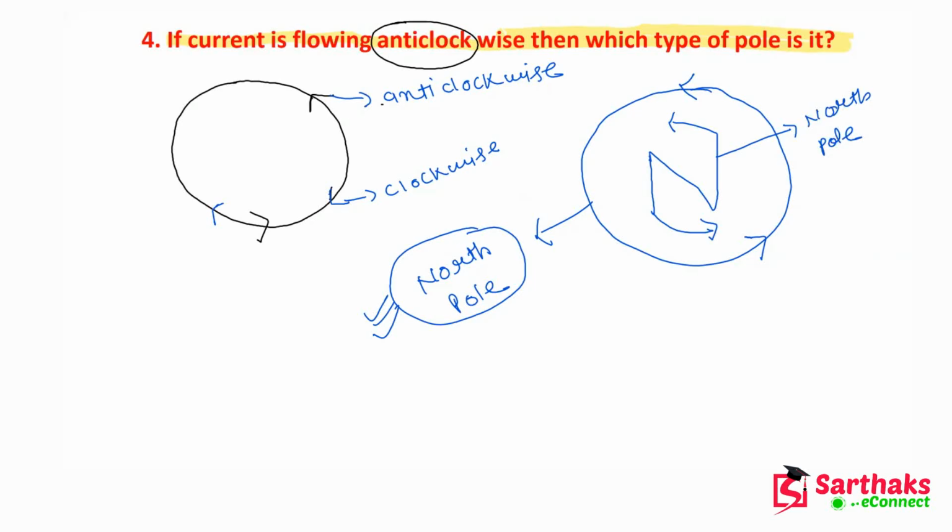And you have to remember that behind this north pole there is a south pole, because here current is anti-clockwise. If you see it from the opposite side, then the current will appear to be flowing in clockwise direction. So I hope guys you understand what type of pole is formed when current is anti-clockwise.